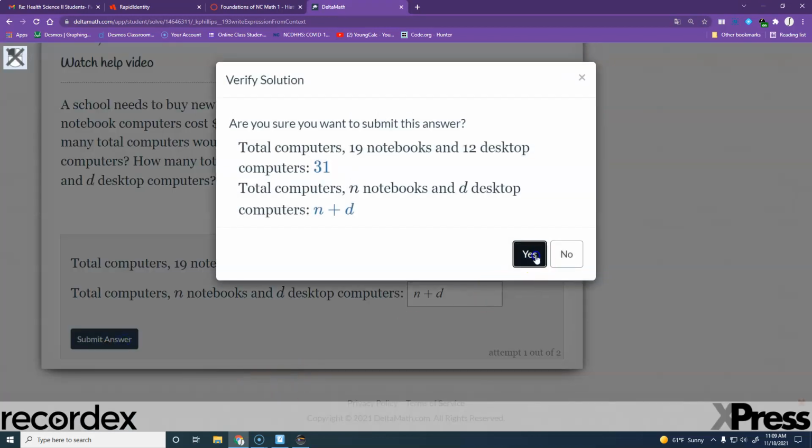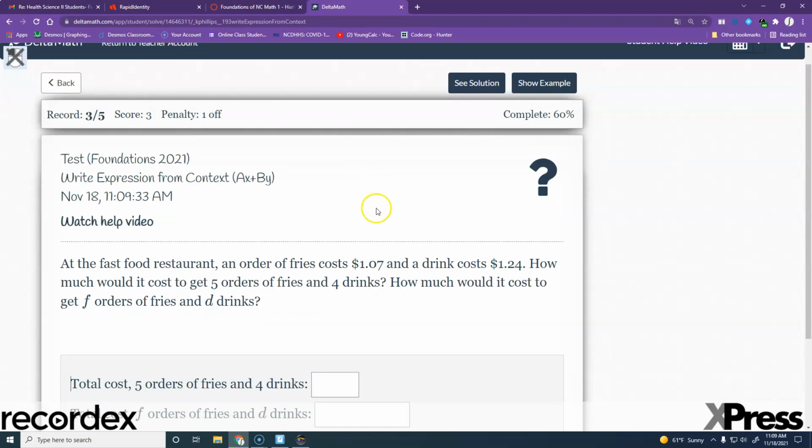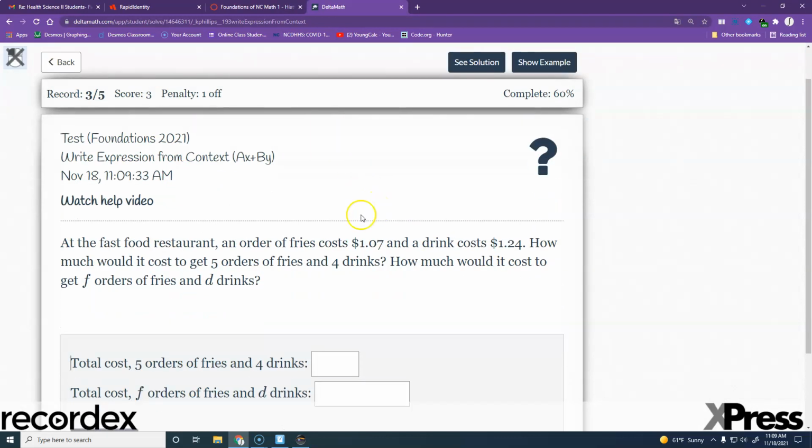Let's see. Surely they're not all like this. Stuff that's going to be on the test? I hope. No.